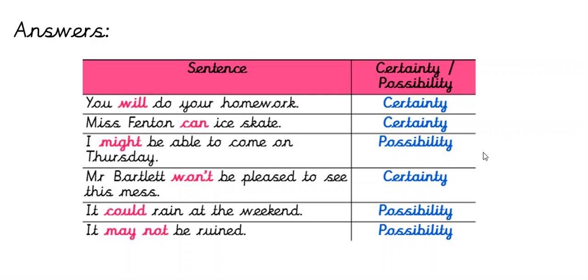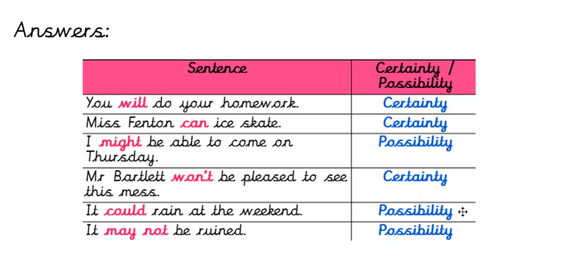They are using the modal verb might, which shows possibility because it's not 100% definite. Maybe they are not free on Thursday, or maybe they've been in trouble, so they're not allowed out. So it's a possibility, not a definite. Your next one, Mr. Bartlett won't be pleased to see this mess, is certainty, because we know that he 100% will not want to see the mess.